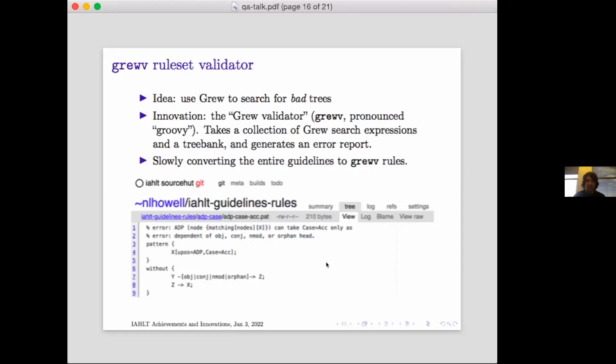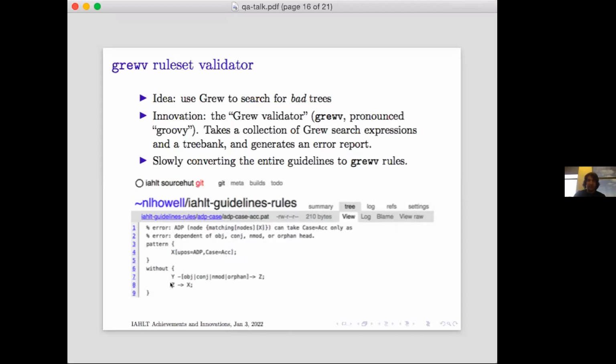So this is telling you that a token with this part of speech can have this feature, and it's related to the syntactic structure of the sentence. This is something that could not be expressed using the official Universal Dependencies validation script. And here you see the code that you write in GREW's searching language. So it's looking for a node which it calls X, with part of speech ADP and case accusative.